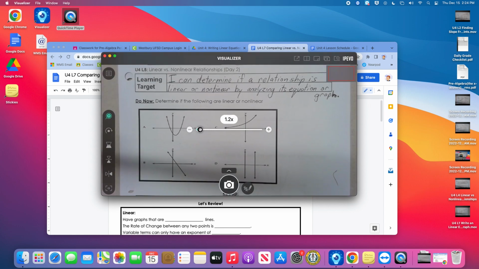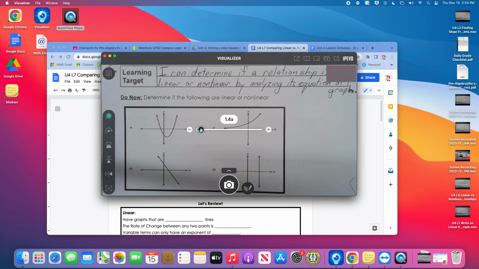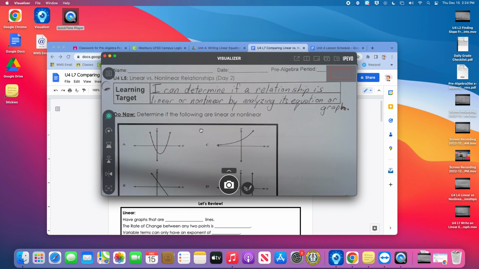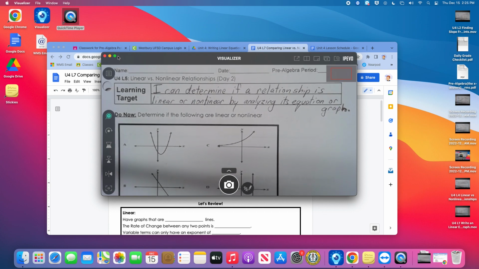For lesson 5, which is linear versus non-linear relationships, day 2. Just put this on full screen.